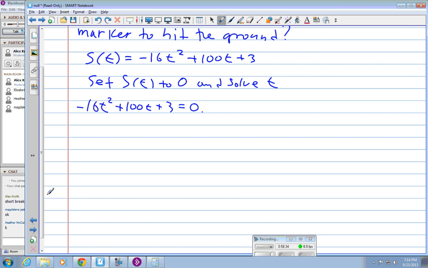But anyways, so t equals, using the quadratic formula, negative 100 plus or minus the square root of 100 squared minus 4 times negative 16 times 3, over 2 times negative 16.